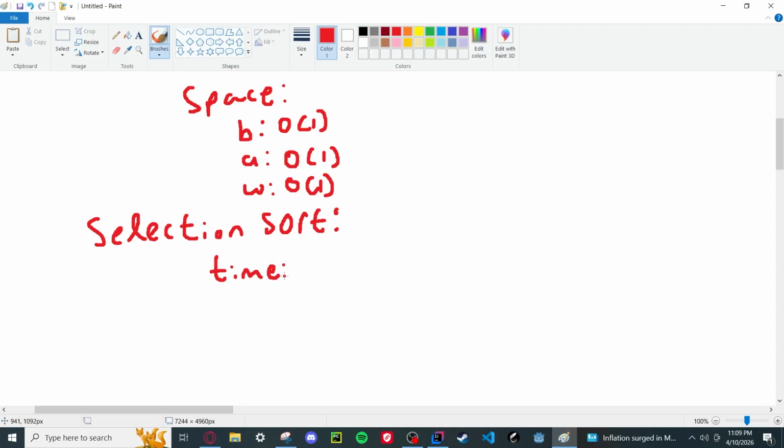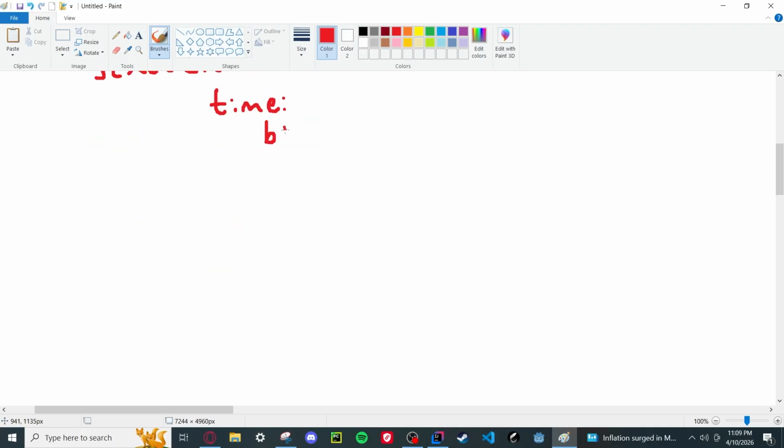Its time complexity has a best of O of n squared. It has an average of O of n squared. It has a worst of O of n squared.